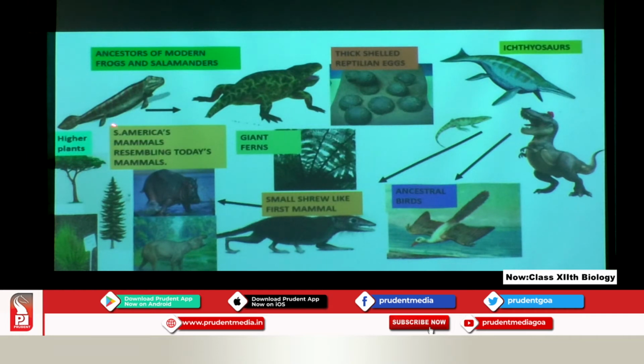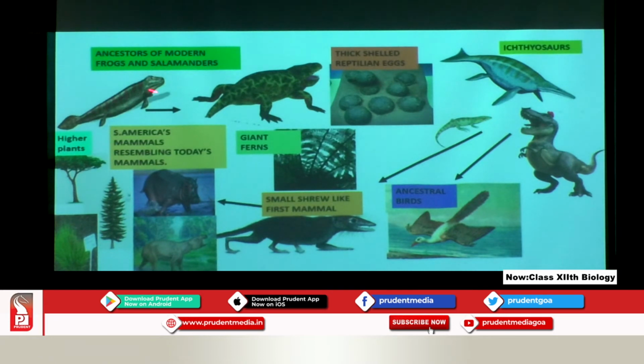And then from the amphibians came the reptiles. Reptiles were a very successful kind of organisms on the planet. They lived for almost 200 million years. That's quite a long time. Why were they successful? Their eggs had a very thick shell, unlike the fishes or the amphibians. So they could survive in any extreme condition. And therefore different kinds of reptiles were formed, small reptiles, big reptiles, that is the dinosaurs.